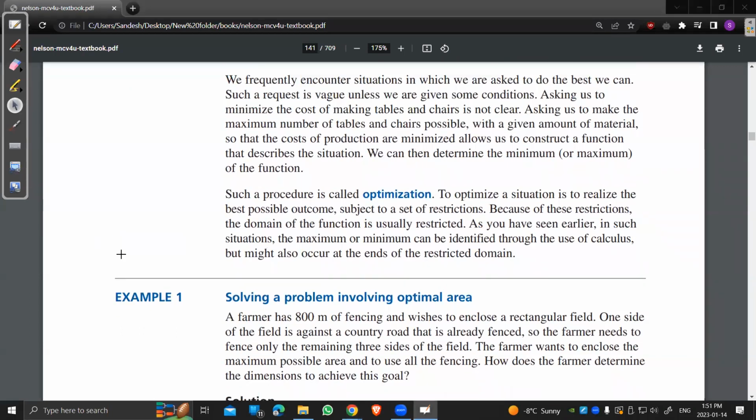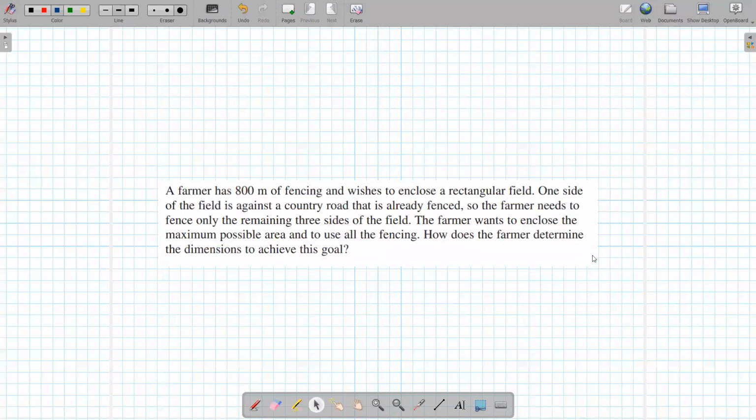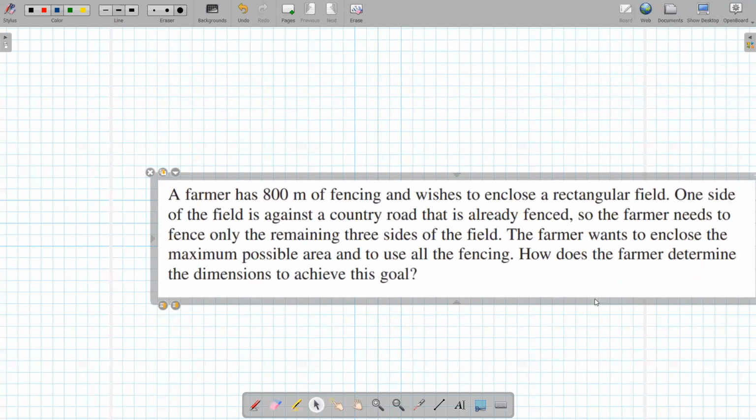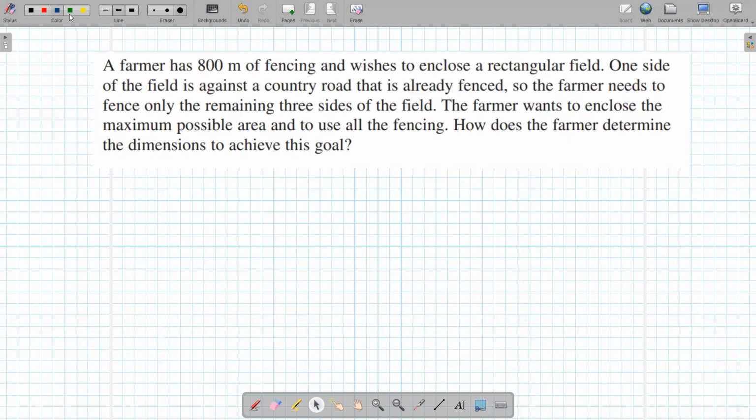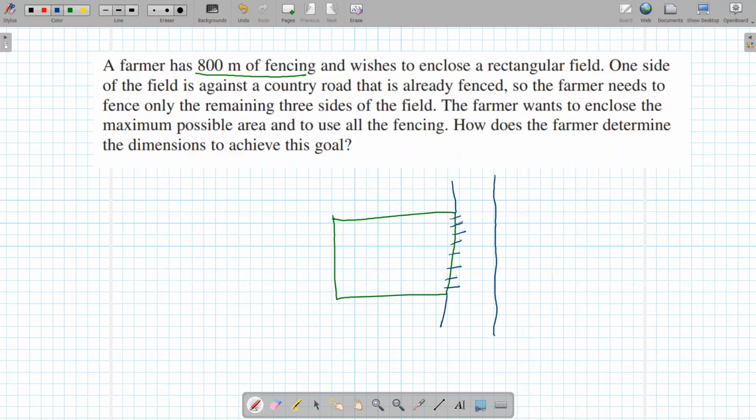All right, let's see a quick problem on where derivatives are used in real life. You can use this in your everyday life if you can model it. A farmer has 800 meters of fencing, and he wants to enclose a field. So basically this is the field, okay? And one side of the field is against a road. So I guess there's a road here. So this has already been fenced, so he doesn't need to worry about fencing that. But he does need to fence these 3 sides.